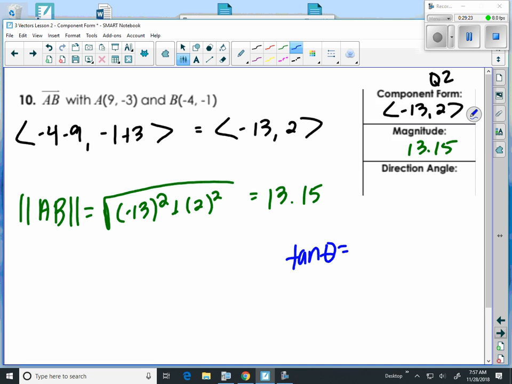All right, for our direction angle, B over A, so 2 over -13. Now, whatever we get, what are we going to add to it? We're adding 180 because we're in quadrant 2. So if I do inverse tangent, okay, I technically get -8.75 in my calculator, but since we're in quadrant 2, we need to add 180, which is 171.25 degrees.